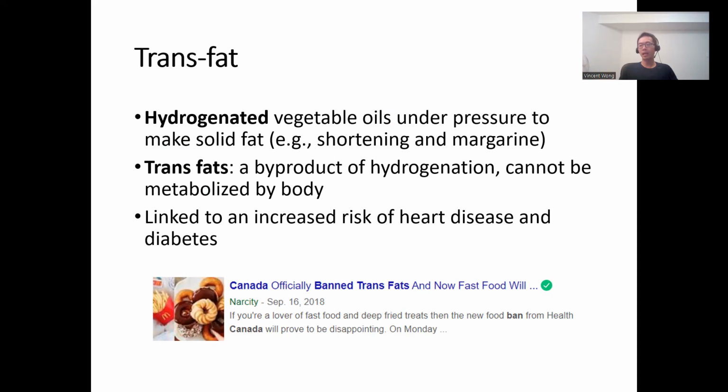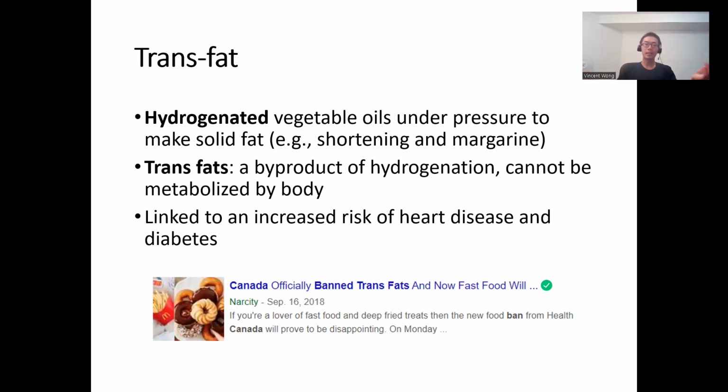Okay, so it used to be that trans fat is very ubiquitous, like it's everywhere. Especially fast food, there's a lot of trans fat in it because it actually makes the food taste better. And even in a lot of products that you buy in the supermarket, they contain trans fat because they extend the shelf life.